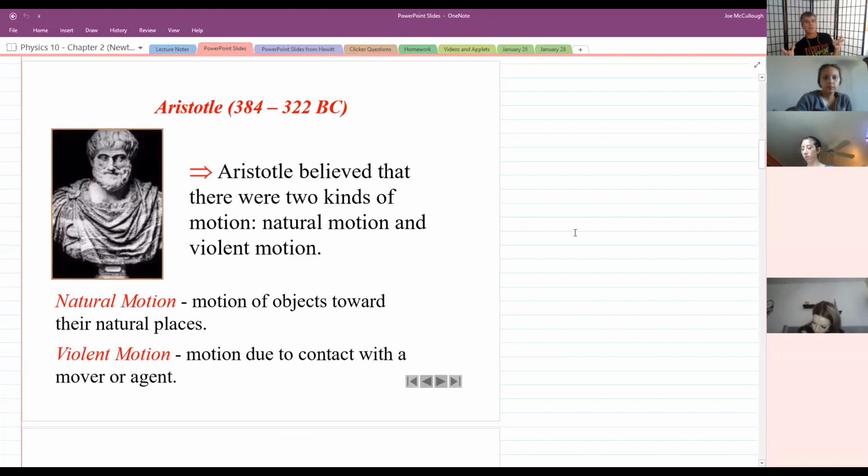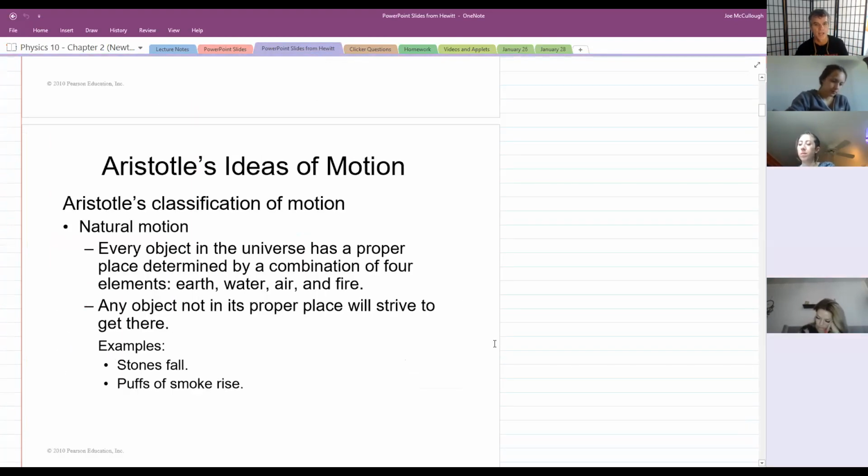So Aristotle was a brilliant, brilliant man, but a lot of what he taught is not actually correct. And one of the interesting things is a lot of his beliefs lasted for more than 2,000 years. So if you ever think that physics is a little bit challenging and you don't get it right away, don't worry, we had incorrect beliefs for more than 2,000 years. What Aristotle believed was that there were two kinds of motion, either natural motion or violent motion. According to Aristotle, every object in the universe has a proper place depending upon whether it was made of earth, water, air, or fire.